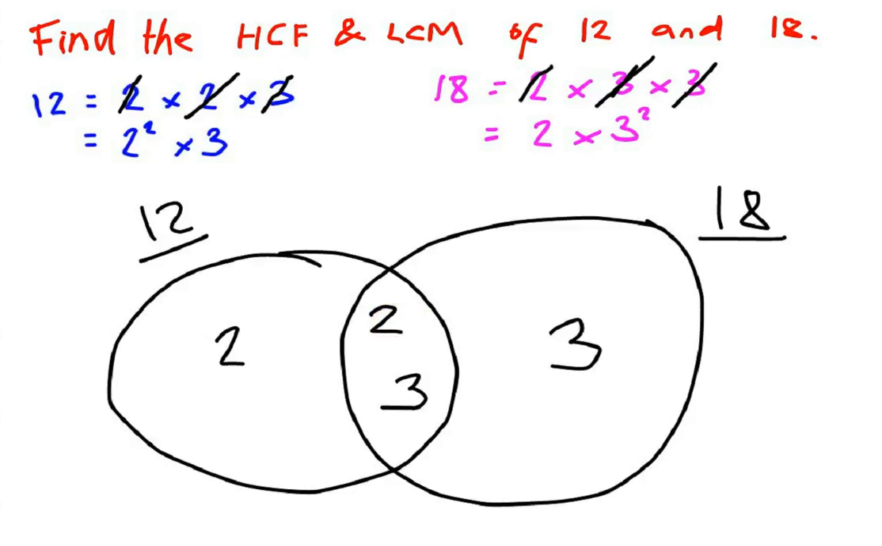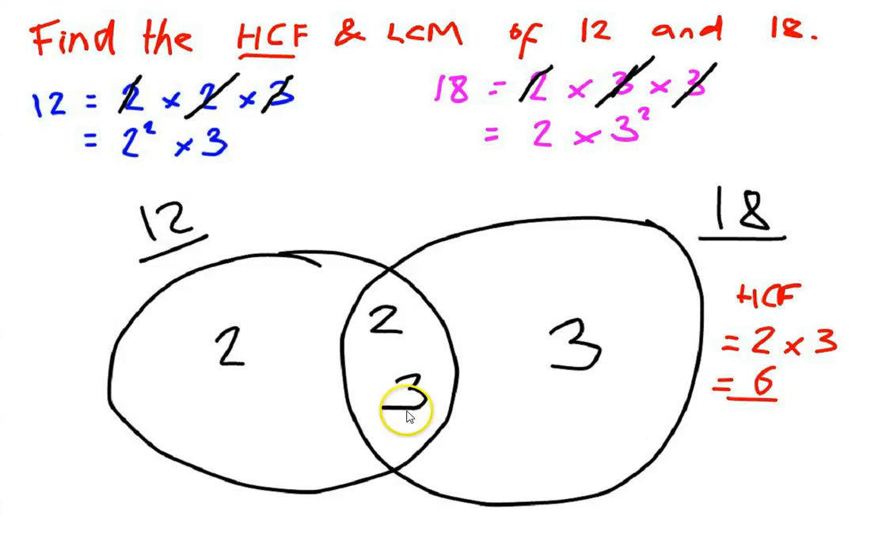Now we're not quite finished there. We're going to find the highest common factor first. For the highest common factor of both of these numbers, all we're doing is multiplying everything that is in the overlap. So the highest common factor of 12 and 18 is 2 times 3, and that gives me 6. So the highest common factor of 12 and 18 is 6.